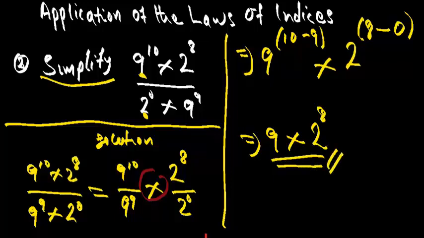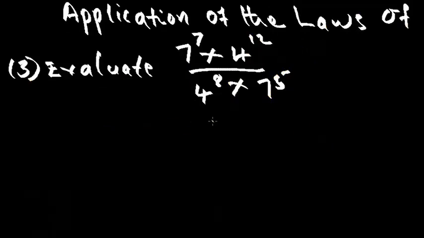So we are moving on to example 3. Example 3 says: evaluate 7 exponent 7 times 4 exponent 12 all over 4 exponent 8 times 7 exponent 5. As I was saying, you can see that for the numerator 7 comes first, and for the denominator 4 comes first. So we are going to rearrange it.